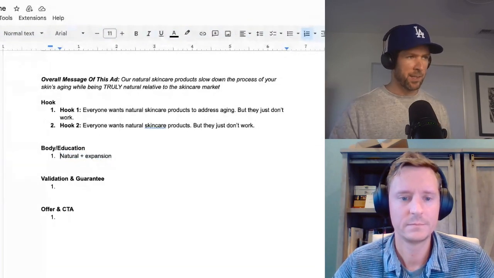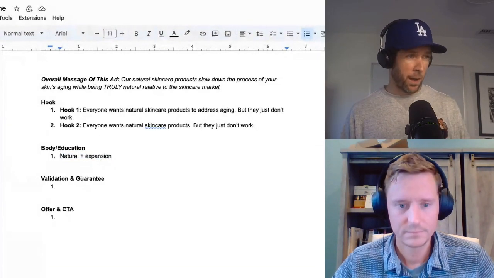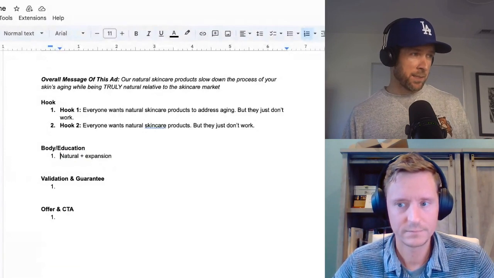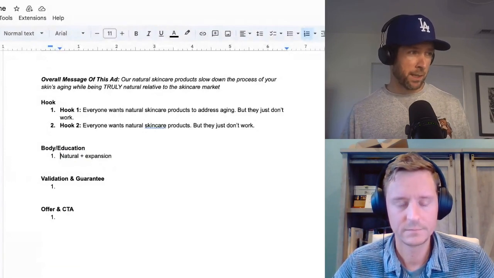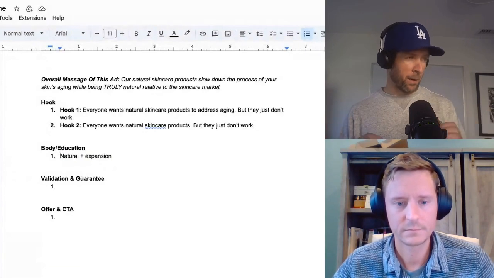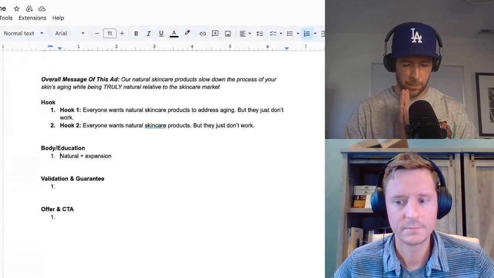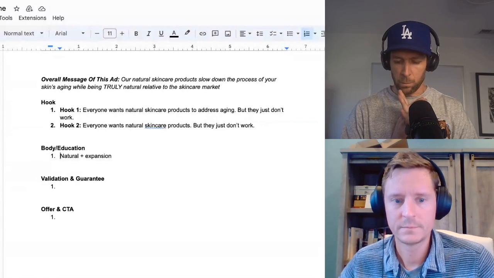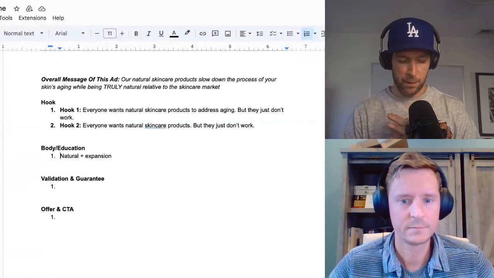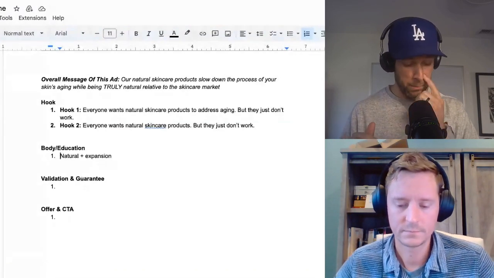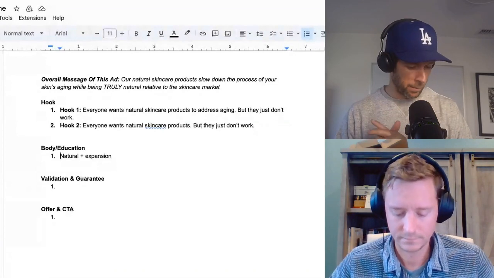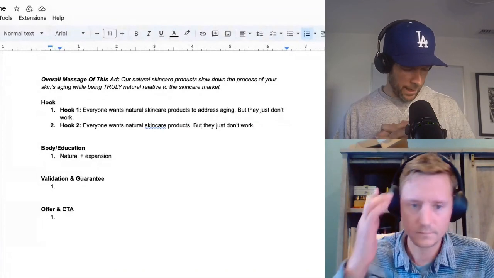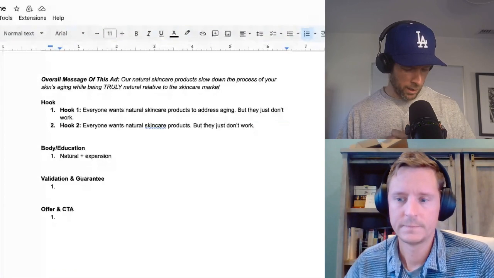So if we are going to say that this product slows down the process of your skin's aging while being truly natural relative to the skincare market, let's talk about what should be the first part. We're talking to somebody who knows skincare to some degree. They probably already have some level of desire for natural products, even granting the caveat you said, which is that everybody has some desire for natural products and has a preference for that. In that case, where do we want to start the education section?